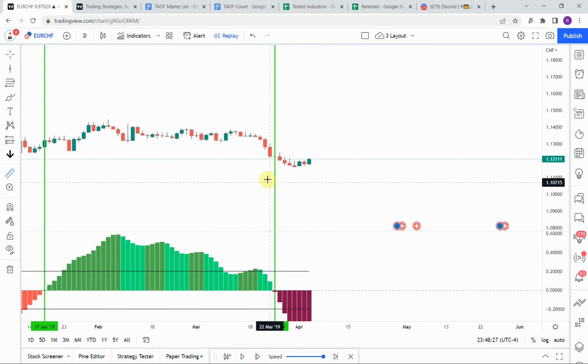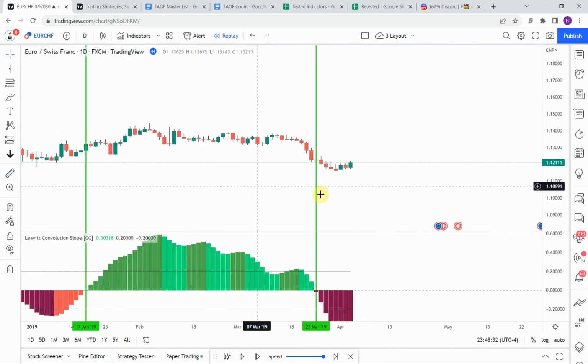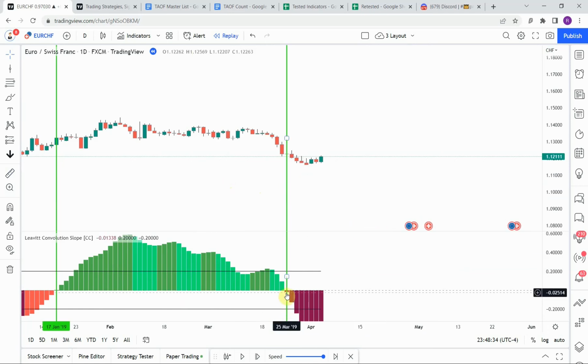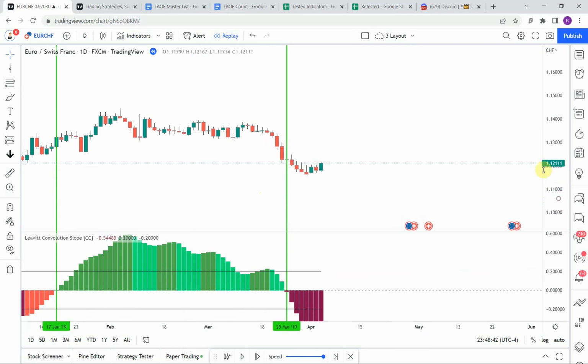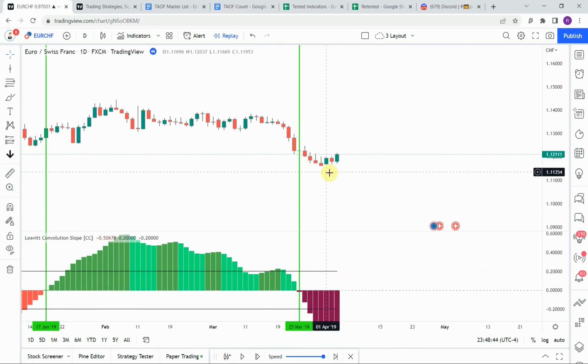All right, the next signal that we pick up is a short signal. Again, you can see that we get that cross to the downside of the 0 line right there. And we get a nice push to the downside immediately after, which does come down and get us to our take profit once again. Let's go ahead and continue on.